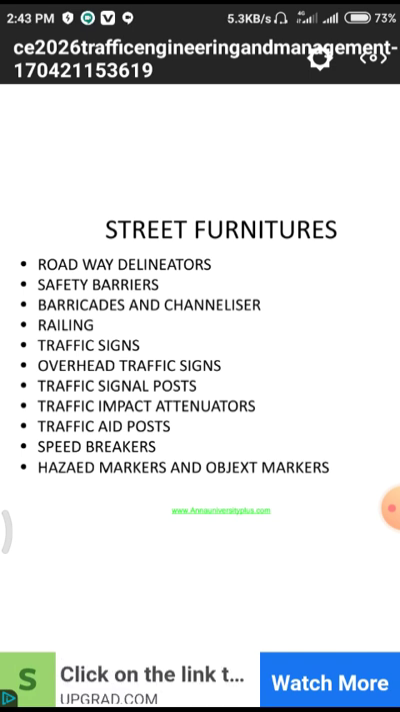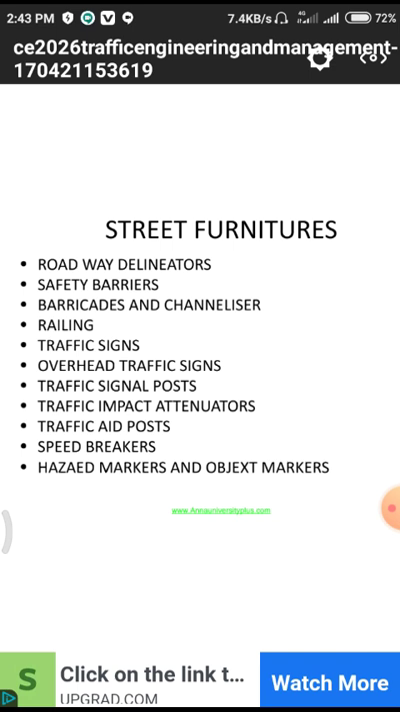Next one, traffic signs. Traffic signs means these red lights, green lights and other lights. After that, overhead traffic signs and the different utilities we have. I cannot explain everything with words, so I will show some images. By observing those images and these names, we will have a clear-cut knowledge.